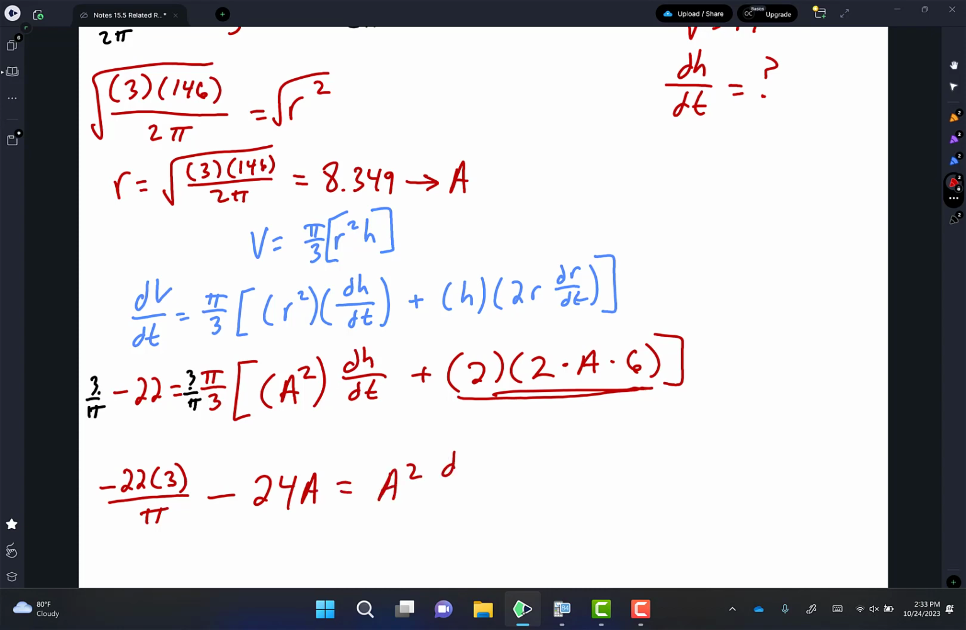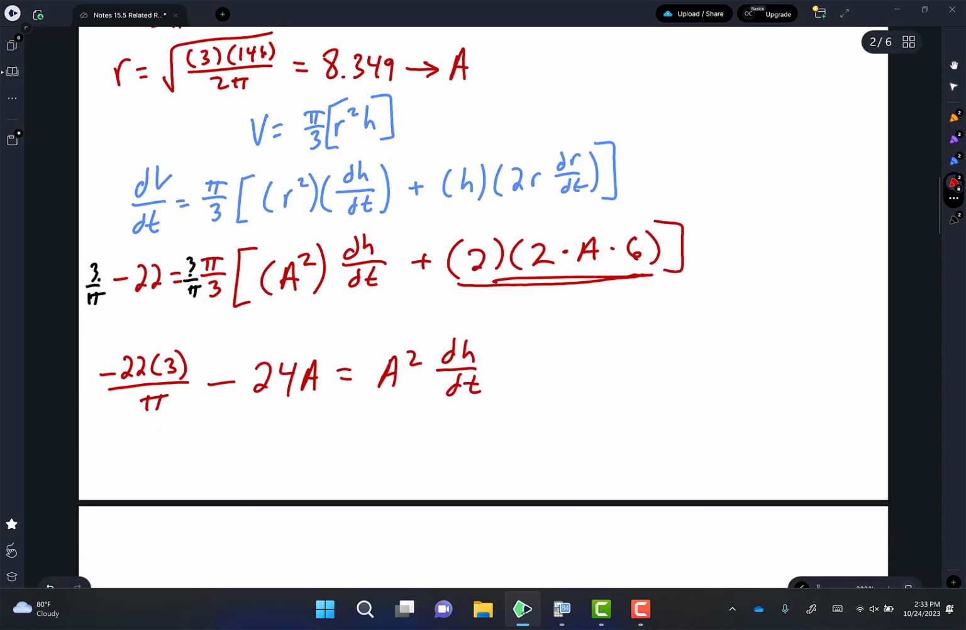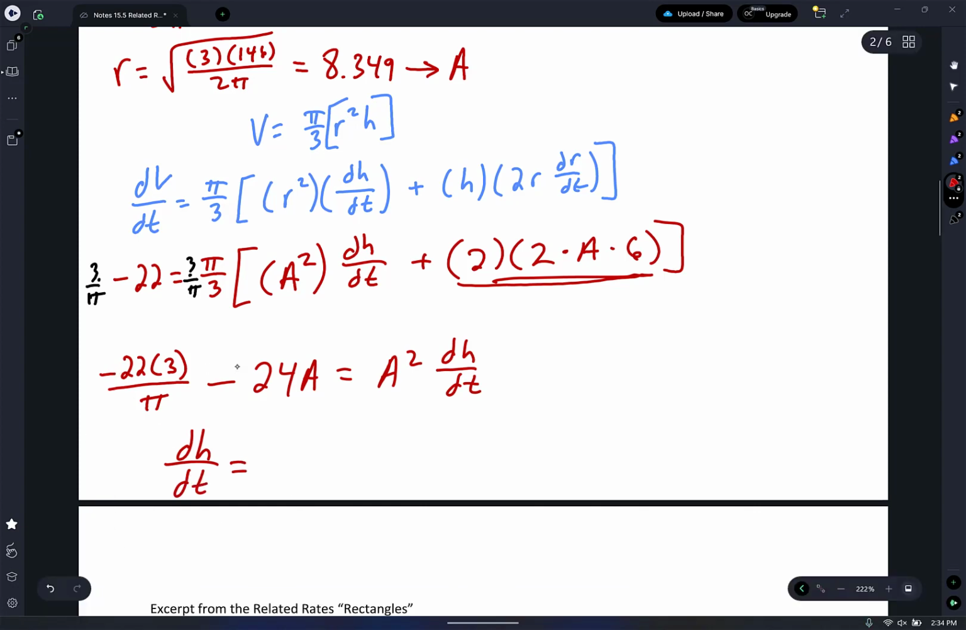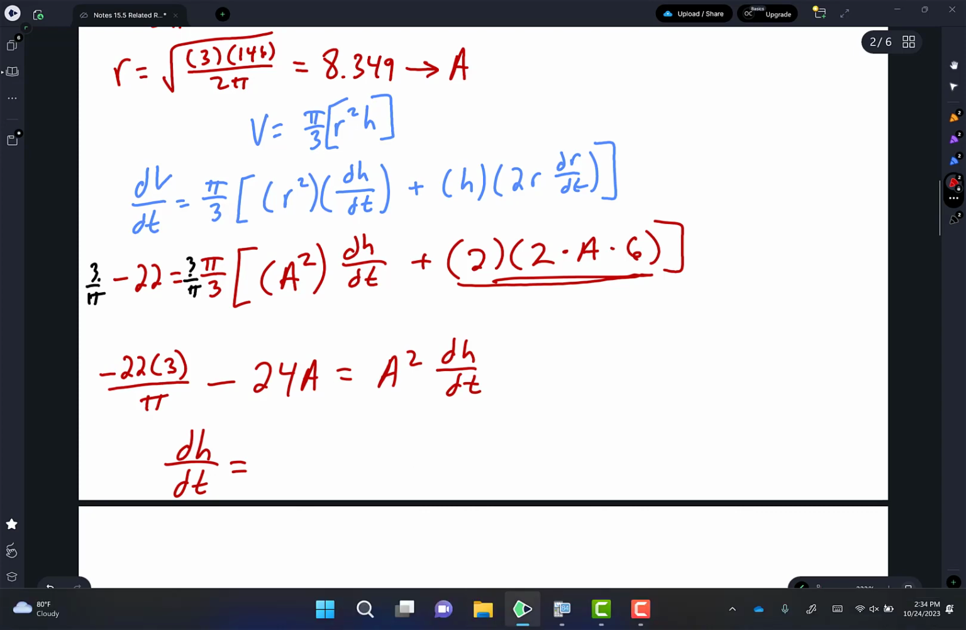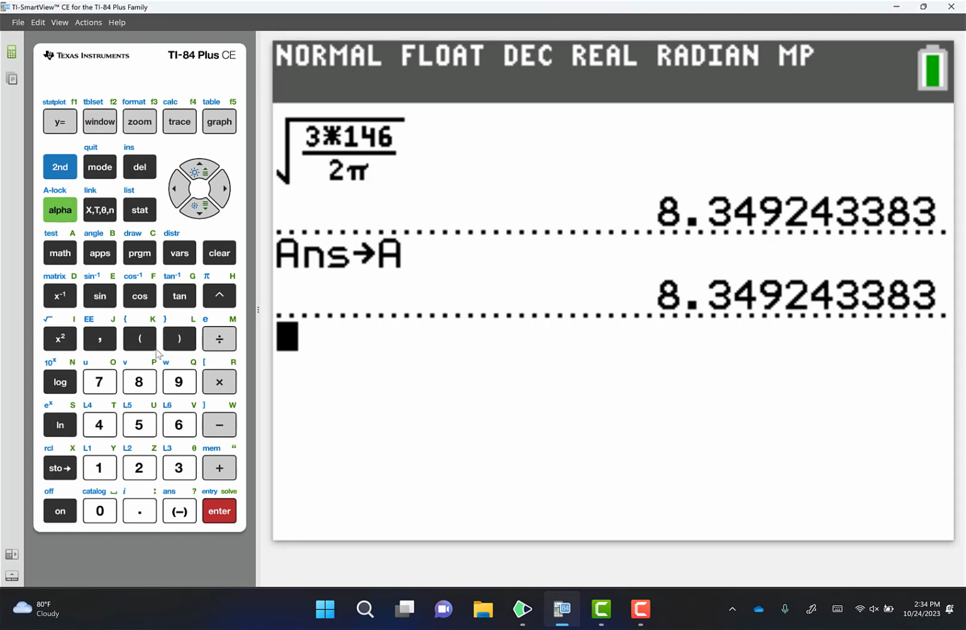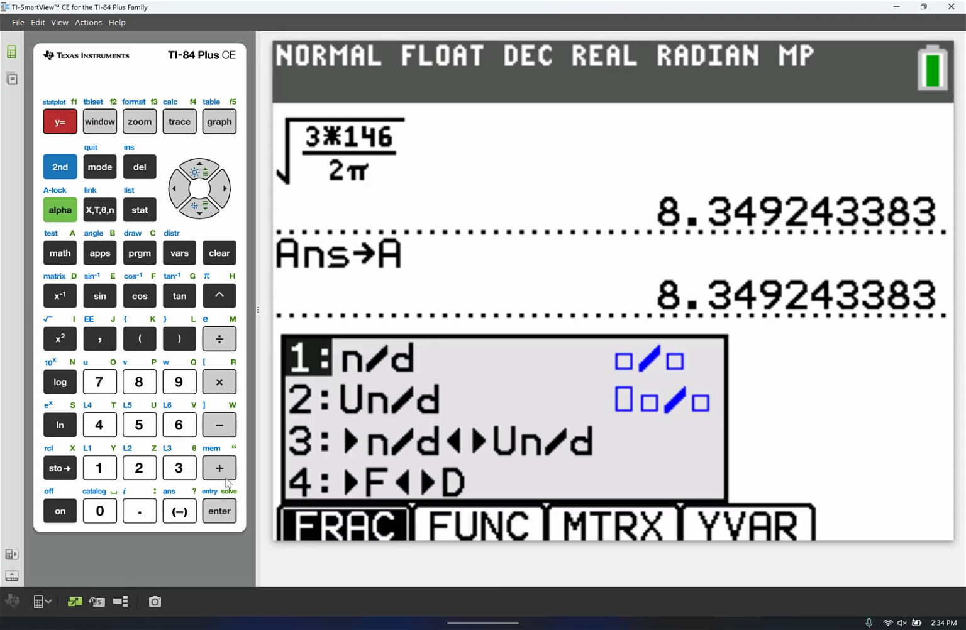a squared dh dt. Oh, this is going to be so pretty. Yeah, look how pretty this is. I'm just going to go right to the answer here. dh dt equals, check this out. How am I going to type this in the calculator? Be smart. I'm going to type this on the left first, push enter, and then divide by a squared. So look, check it out. I'm going to put the little fraction just like that.